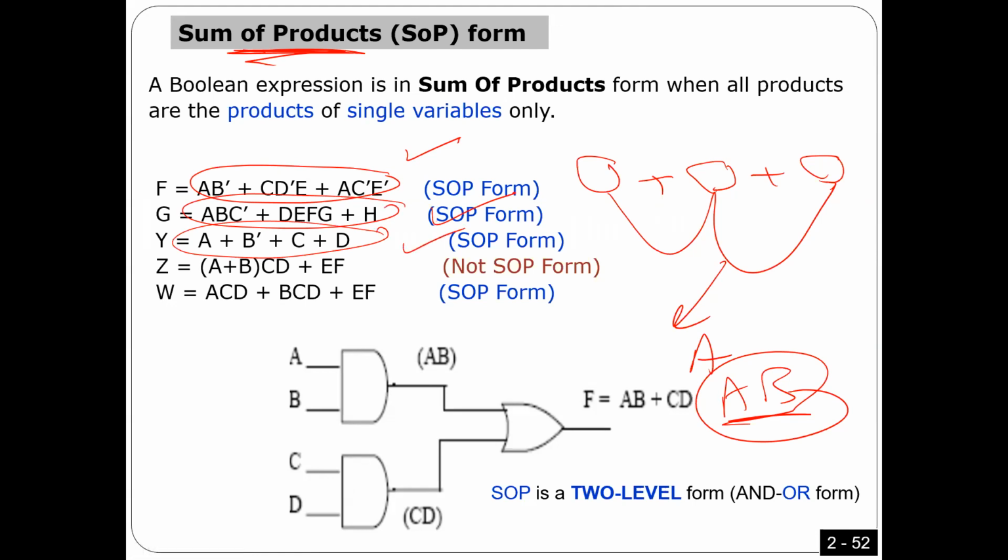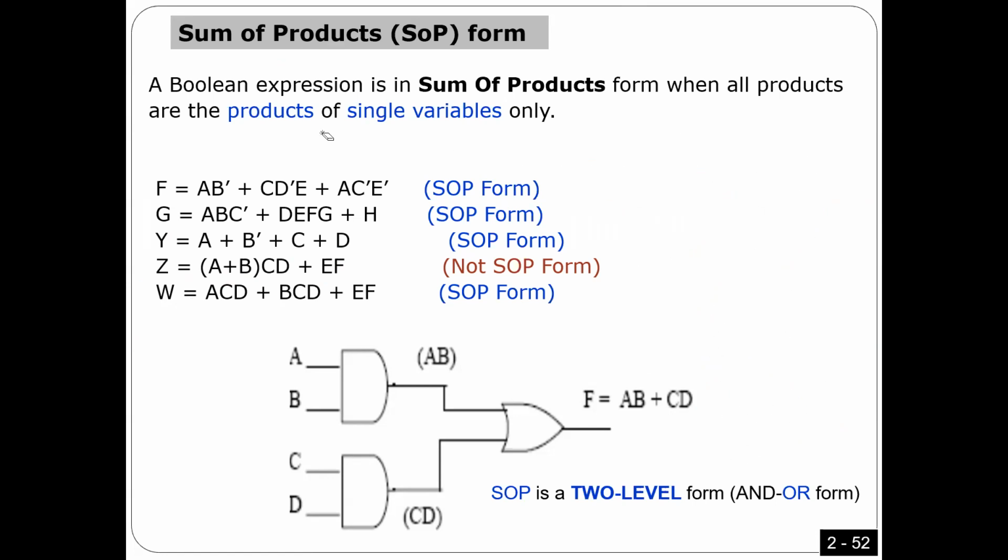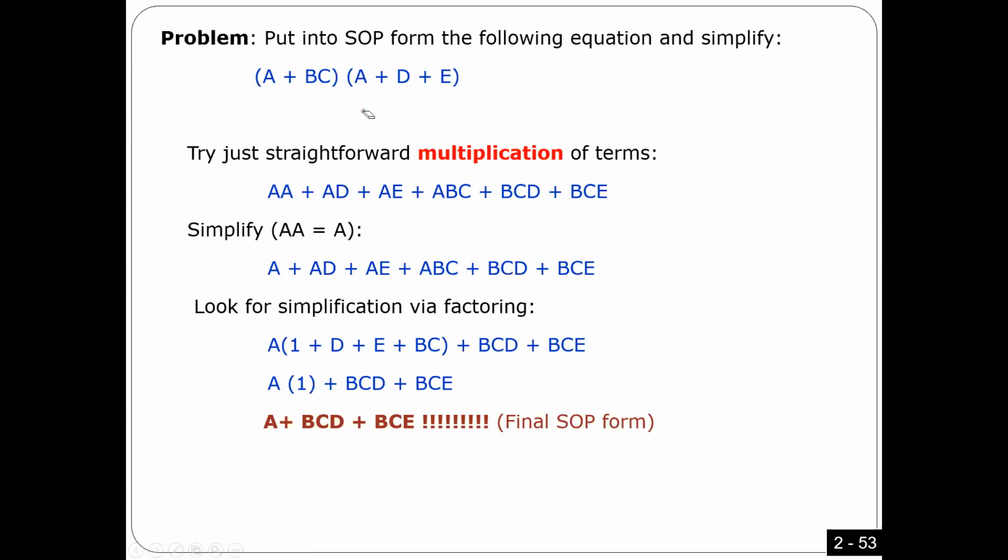So again, sum of product means we have a number of terms, and the relation between them is OR. Every term can be only one variable or more than one variable, but the relation between them is only AND. This one here is not sum of product. Why? Because this term is okay, but this term is not okay, because we have an OR here. It has to be only AND. Anyway, this form we call sum of product.